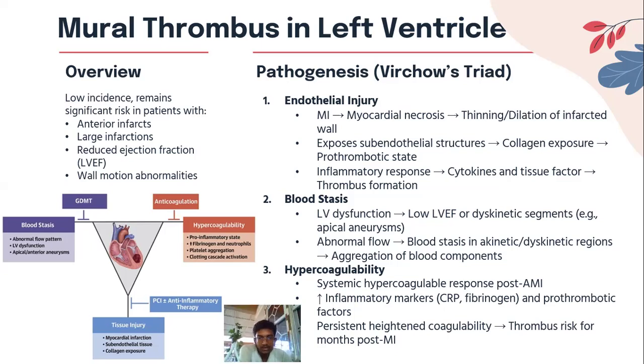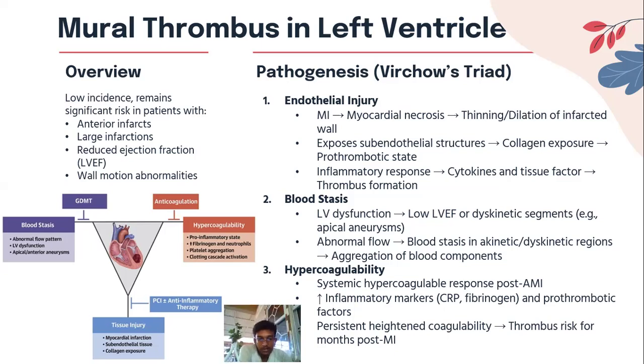So myocardial infarction causes necrosis of the myocardium, resulting in the regional thinning and dilation of the infarcted ventricular wall. Now this injury to the endothelial lining exposes subendothelial structures, including collagen, to circulating blood, promoting a prothrombotic state. The infarct zone becomes a site of inflammation, releasing pro-inflammatory cytokines and increasing tissue factors, all of which promote thrombus formation.